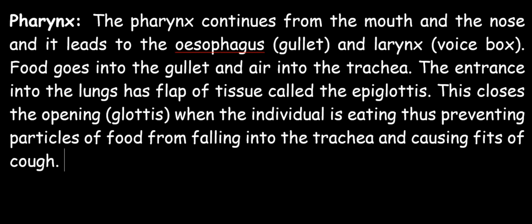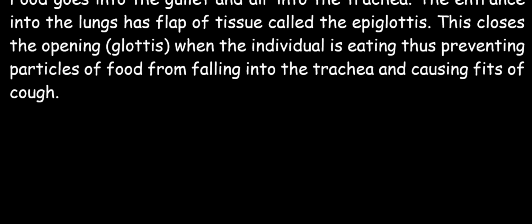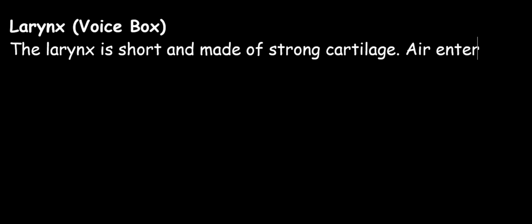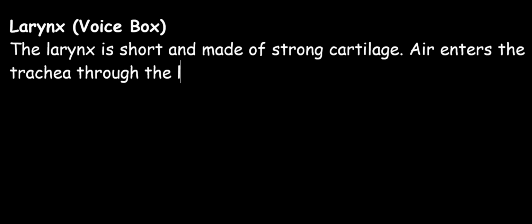The next thing we will talk about is the larynx or voice box. The larynx or voice box is short and it's composed of strong cartilage. The function of the larynx is that air enters the trachea through the larynx. That is, it's a passageway for air to get to the trachea.